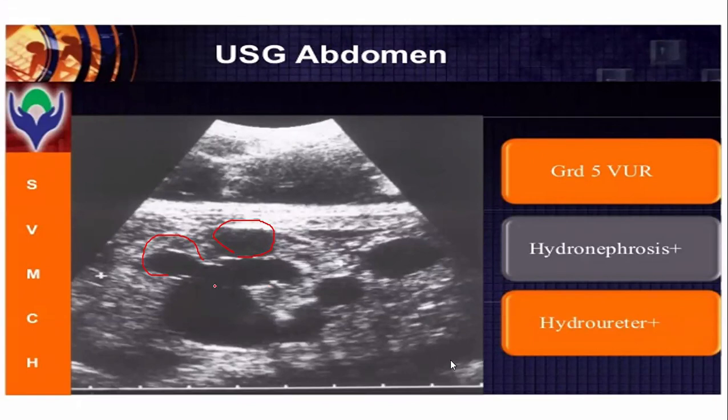It reminds me. Look at the cortex. It is very white already, meaning you have severe scarring, severe scarring or fibrosis of your kidney. So that is end stage renal disease.